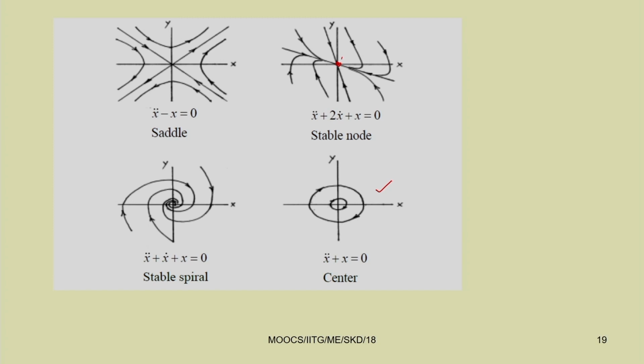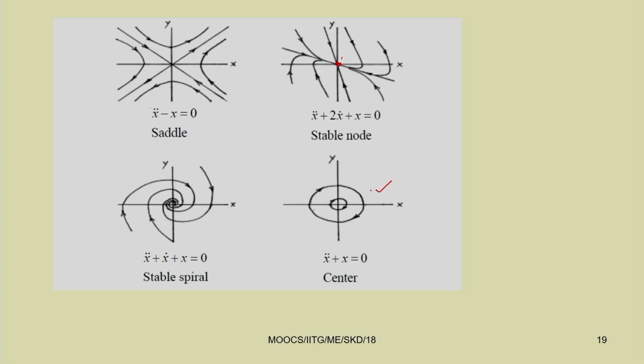So the response is harmonic. As the response is harmonic, if the displacement is written in terms of sine, the velocity will be in cos, and if you plot displacement versus velocity, it will be a circle only. So x square plus y square will be equal to 1. So this is a center. In this other case you can get a stable spiral, spiraling down to a stable node.